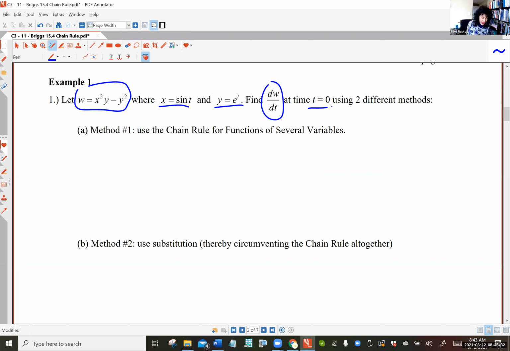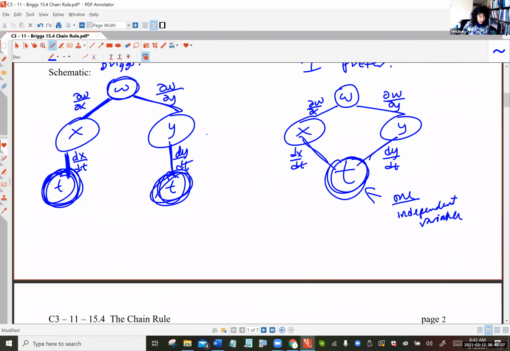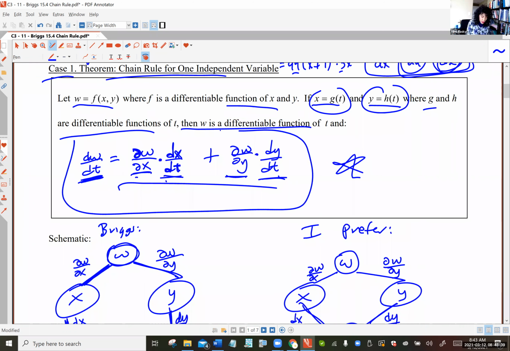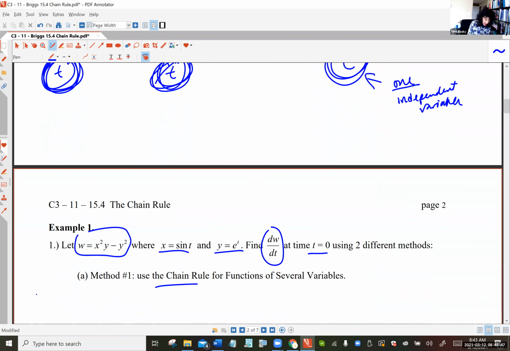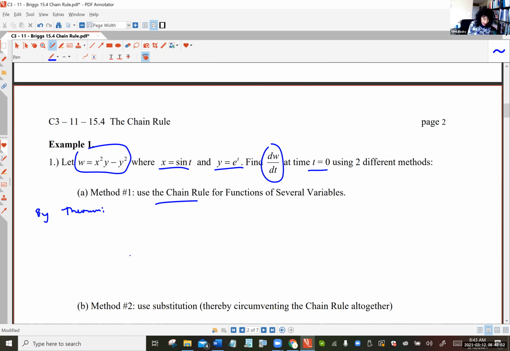You'll see. Method one, we actually are going to use the chain rule that we just learned for functions of two variables. So we are going to use this big old formula here, and we're going to have to get four separate derivatives and put it all together. So by the theorem, dw dt is equal to the partial of w with respect to x times dx dt plus the partial of w with respect to y times dy dt. Fine. Now let's get these four partials separately and then we'll put it all together.